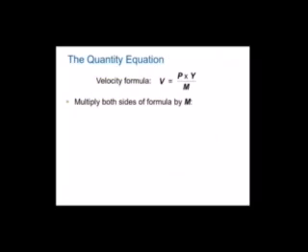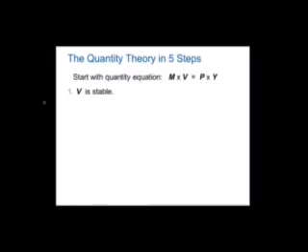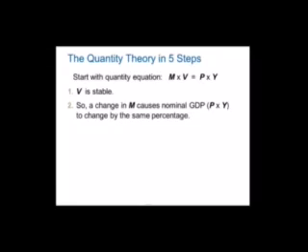Another way of writing this formula is if we multiply both sides by M, we get MV equals P times Y. This is called the quantity equation of money. What this is telling us is that V is stable over time, so V doesn't really change. So any change in money supply, if we increase M, causes nominal GDP, which is P times Y, to change by the same percentage. So if money supply goes up by 50%, if V doesn't change, then left-hand side must equal right-hand side, so P times Y must go up by 50% too.